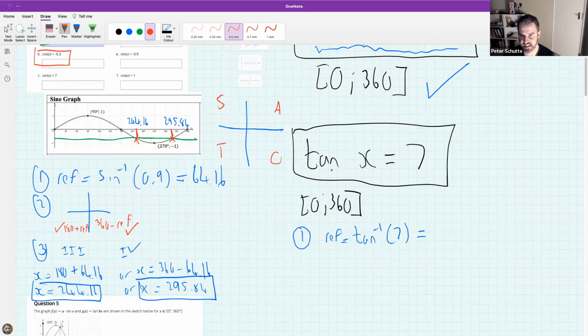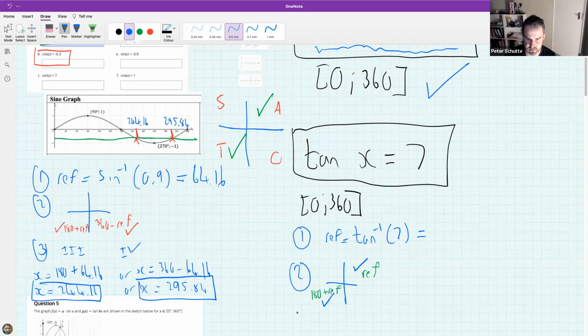Now, in this case, tan of x equals 7. In my second step, I need to know where tan is positive, because 7 is positive. So which quadrants is tan going to be positive in? Well, it's going to be positive in quadrant 1, and it's going to be positive in quadrant 3. And this is because everything is positive in quadrant 1, and tan is positive in quadrant 3. Now, if it's in quadrant 1, it's just the reference angle as an answer. If it's in quadrant 3, it's going to be 180 plus the reference angle for my answer.